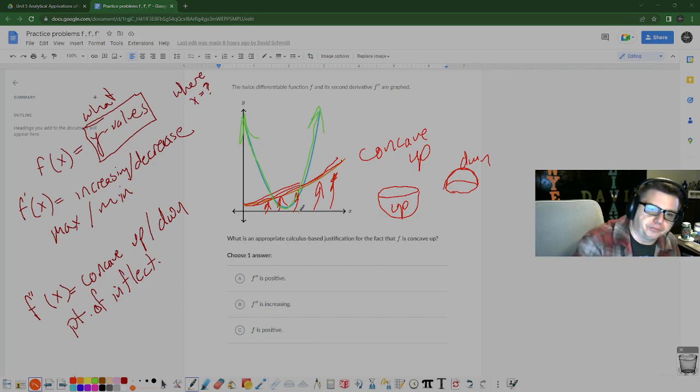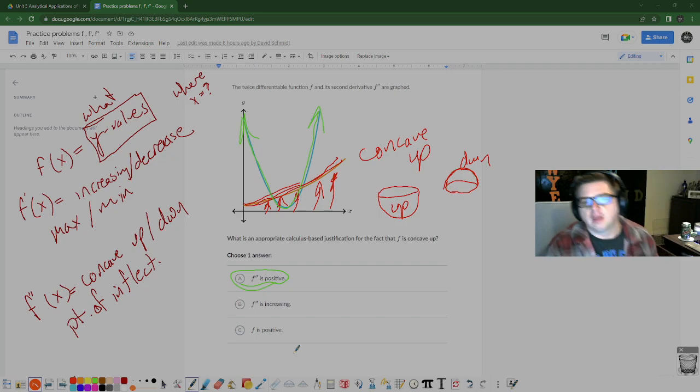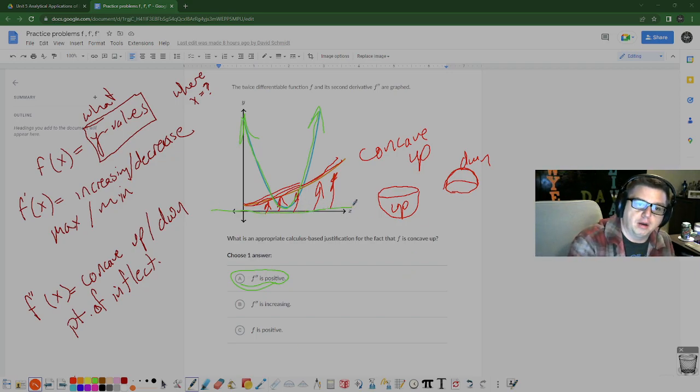And once again, do we care whether it's increasing? Not necessarily. What we do care about is the fact that it's positive. That is the indication of concave up, is that it is above this x-axis. If it's below, concave down.